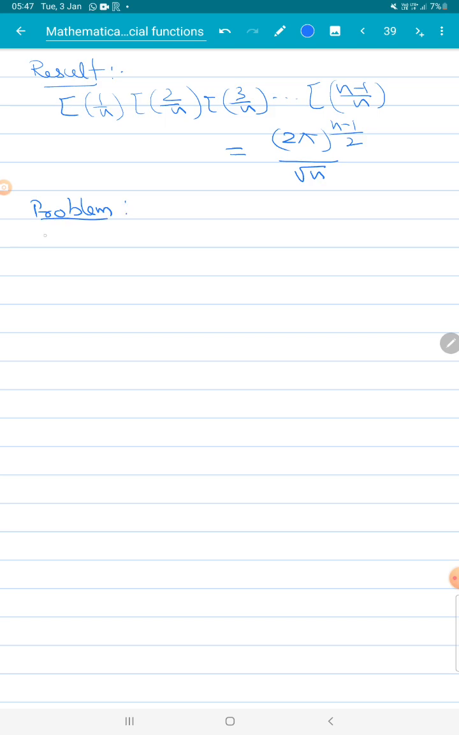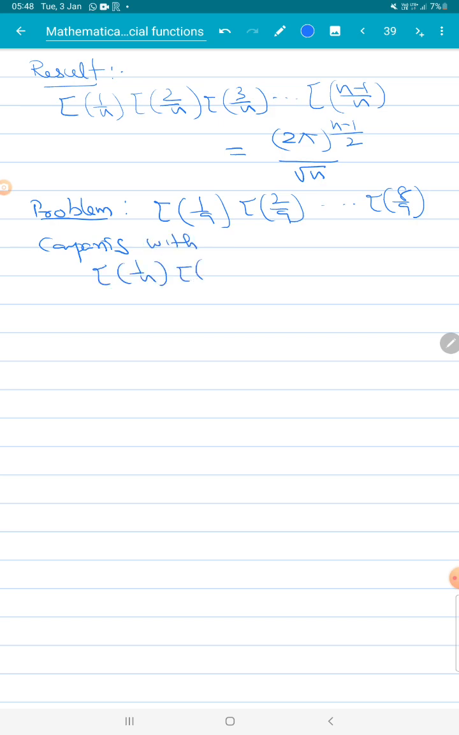Gamma of 1 by 9, gamma of 2 by 9, and so forth, gamma of 8 by 9. So observe this problem comparing with this result. Comparing with gamma of 1 by n, gamma of 2 by n, and so forth, gamma of n minus 1 by n, here the value of n is equal to 9.